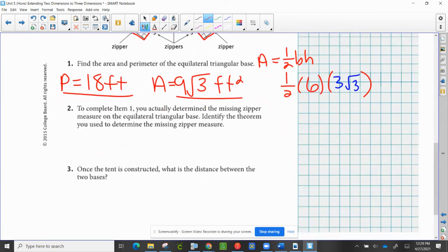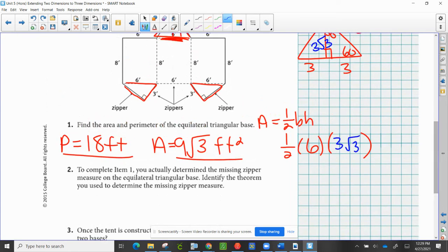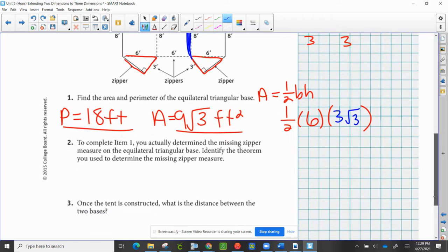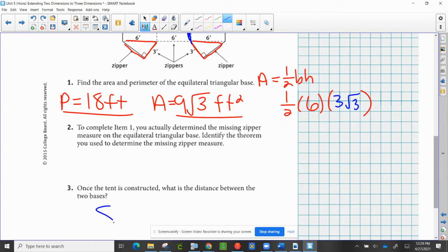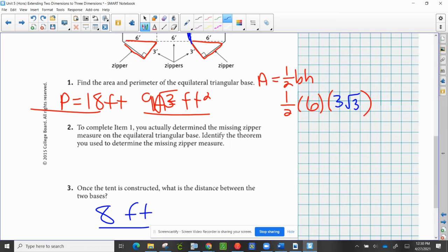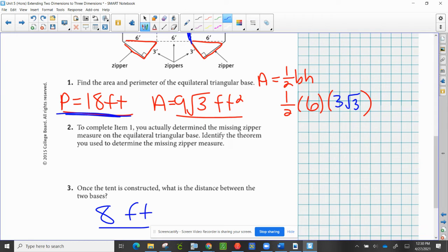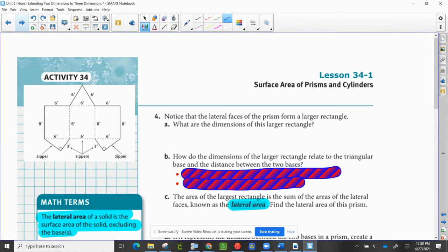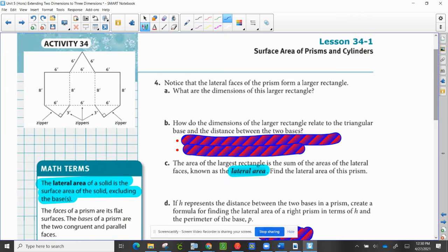Now let's jump to question 3 here. It says, when the tent is constructed, what is the distance between the two bases? So looking at my picture here, the distance between my two bases would be that 8-foot distance. Okay, it connects from the one triangle base to the other. So we have 8 feet. Now we're going to need these two numbers in a second, this perimeter and the 8 feet, because the next question on the next page is going to talk about the lateral faces.